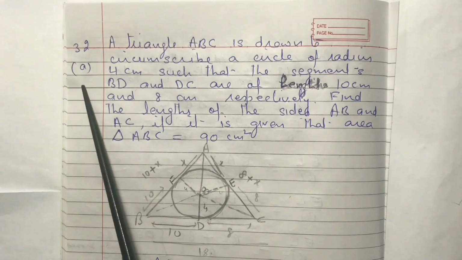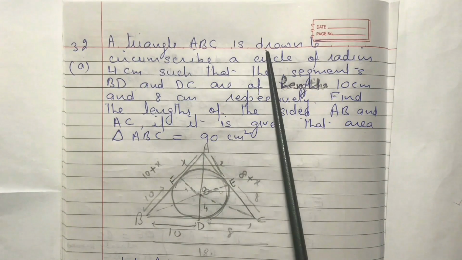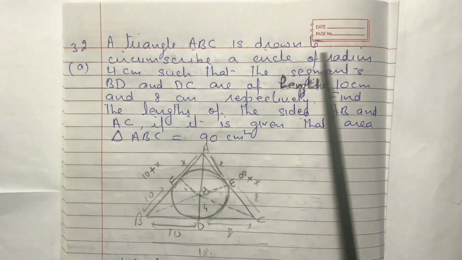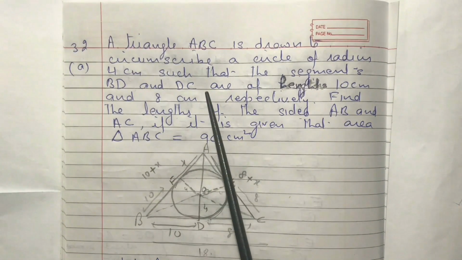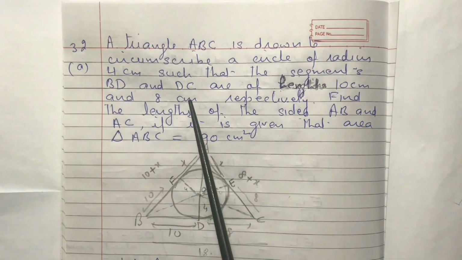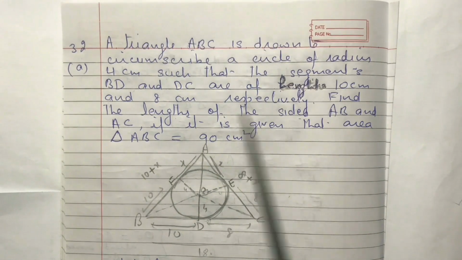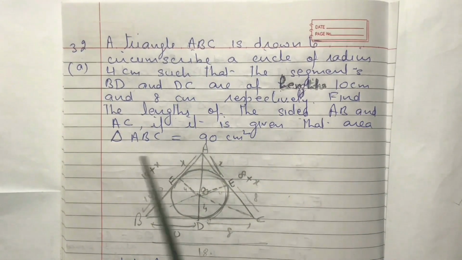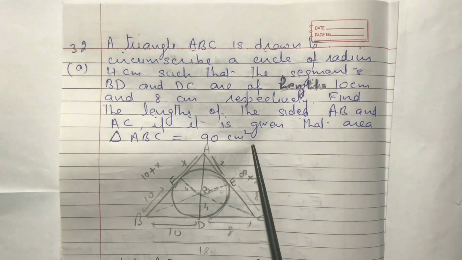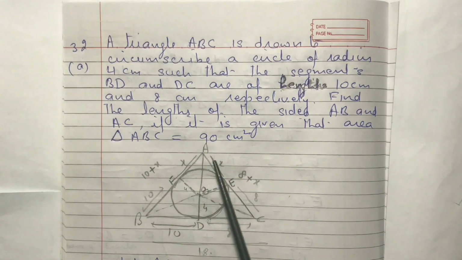Question number 32, A part. A triangle ABC is drawn to circumscribe a circle of radius 4 cm, such that the segments BD and DC are of 10 cm and 8 cm respectively. Find the lengths of the sides AB and AC if it is given that area of triangle ABC is 90 square centimeter. Now, what is given?